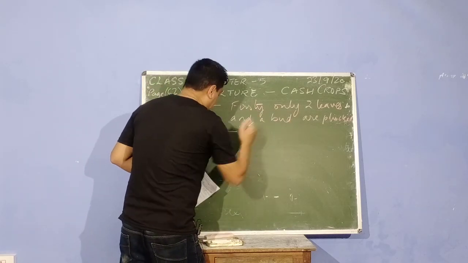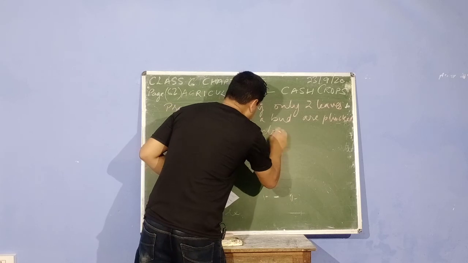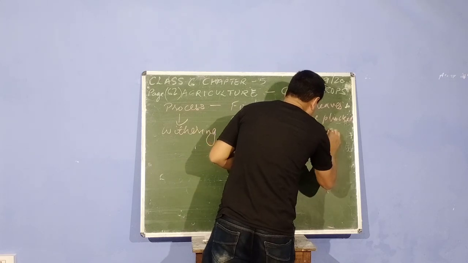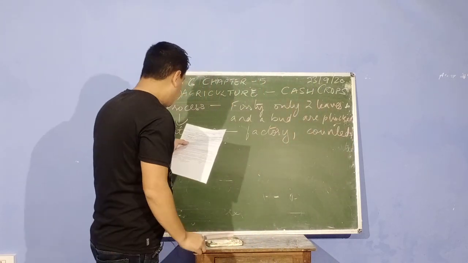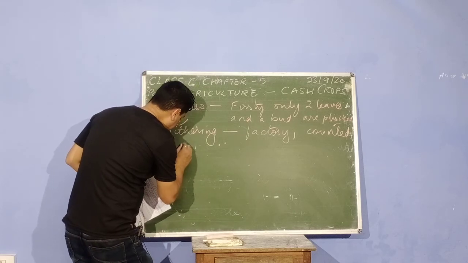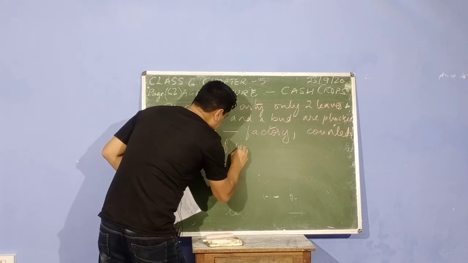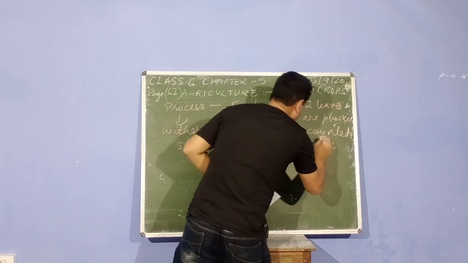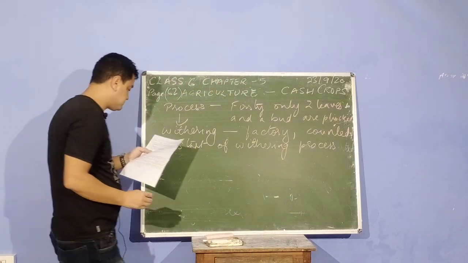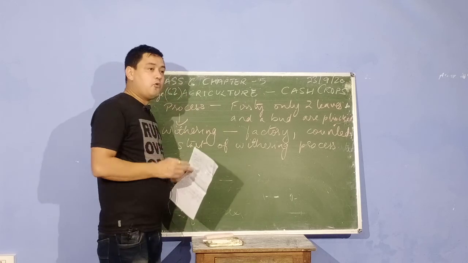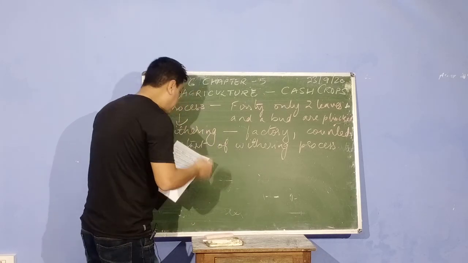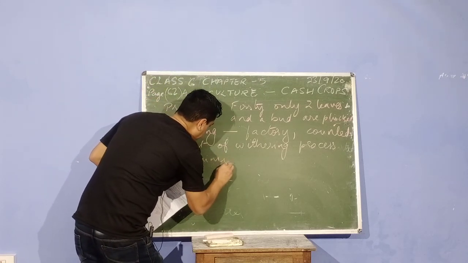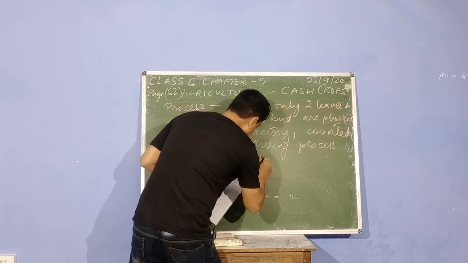So after being plucked, it is sent to the factory, and the leaves are counted. Then the withering process starts. So, start of withering process. What happens in the withering process is you are taking water out from the leaves. You are reducing the content of water from the leaves. So the humidity content of the leaves is basically reduced.